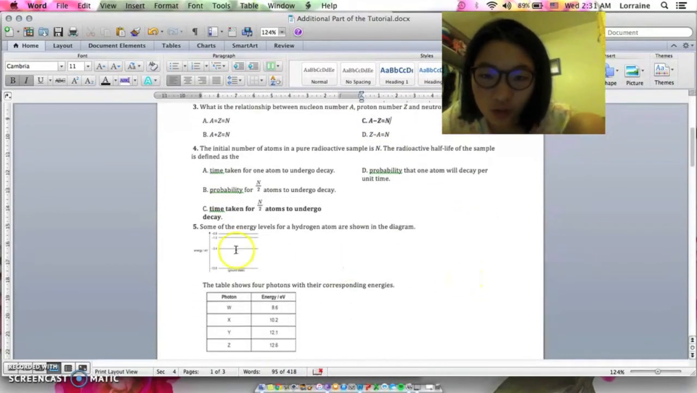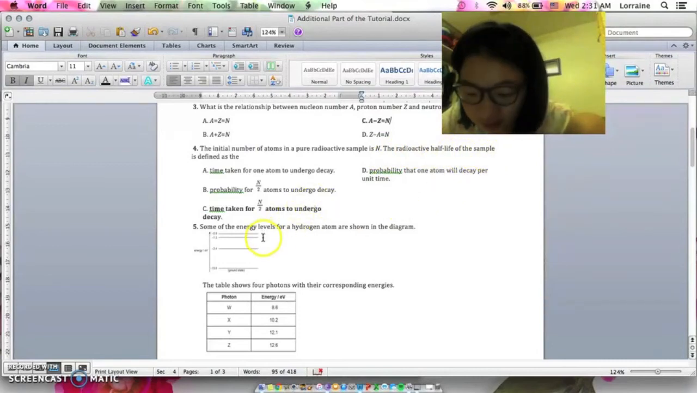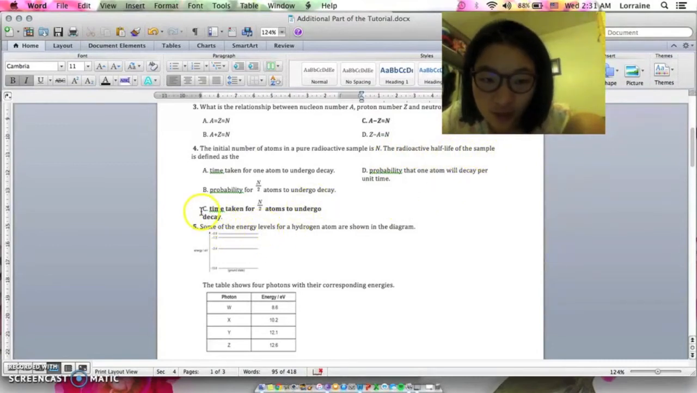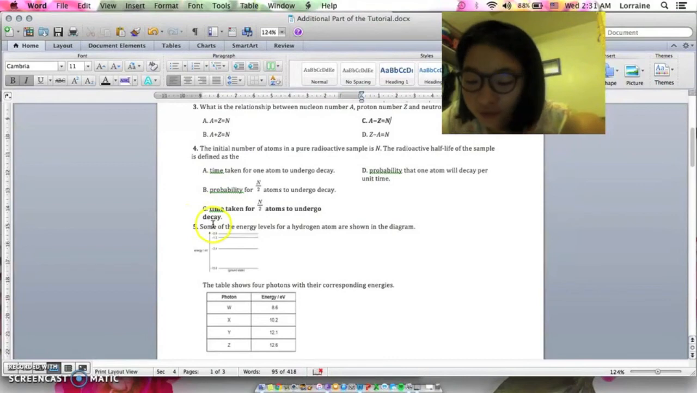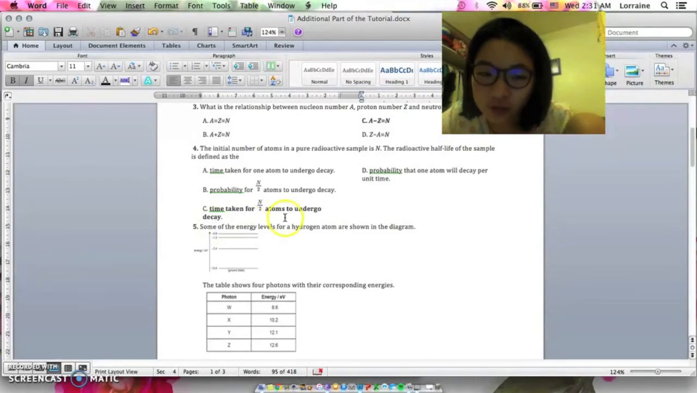Number 4. The initial number of atoms in a pure radioactive sample is N. The radioactive half-life of the sample is defined as, the answer is C, the time taken for N over 2 atoms to undergo decay. Half-life is defined as the time it takes for 1/2 of the atoms of a radioactive material to disintegrate. So that's why the answer is C.